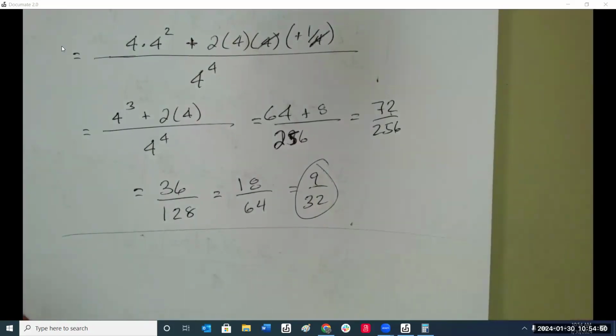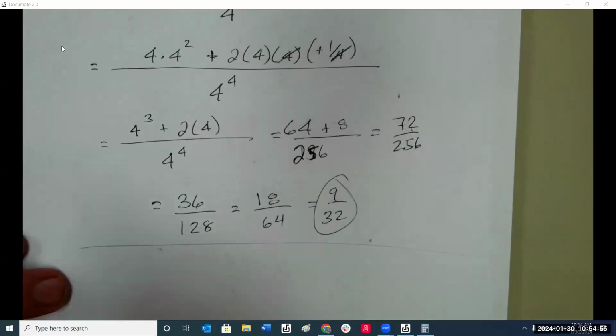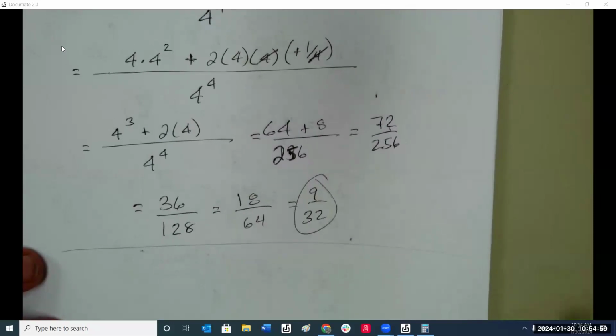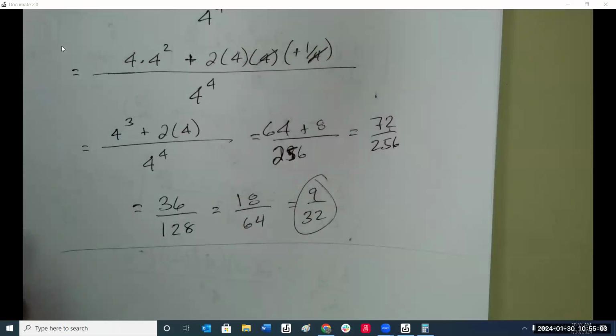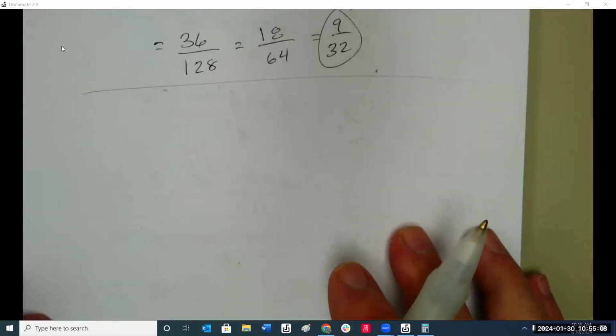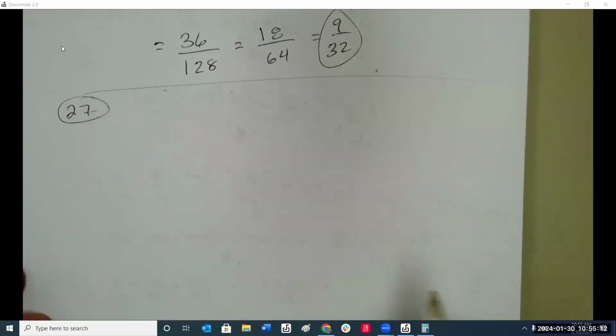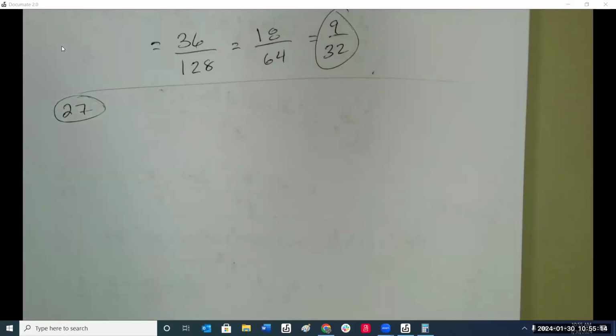Which one was that one? That was number 26. 27. Oh, 27 is a graphic one. Okay, this one.